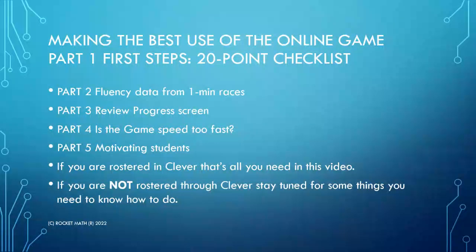This has been Part 1, First Step, using the 20-point checklist. The other parts of this series about making the best use of the online game are Part 2, Fluency Data from 1-minute races, Part 3, Understanding the Review Progress Screen, Part 4, Why is the game speed so fast? And Part 5, Motivating Students. You really should view all of them. If you're rostered through Clever, that's all you need in this video. If you're not in Clever, stay tuned for 2 slides on things you should know how to do.